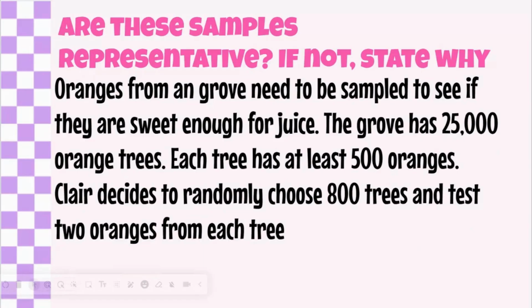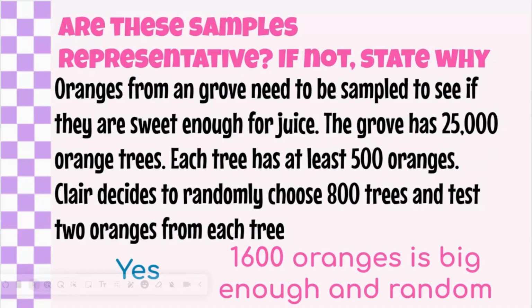Oranges from a grove are needed to be sampled to see if they are sweet enough for juice. The grove has 25,000 orange trees. Each tree has at least 500 oranges. Claire decides to randomly choose 800 trees and test 2 oranges from each tree. So she's going to choose 800 trees times 2 oranges per tree. She's going to have 1,600 oranges. 1,600 oranges is a big enough sample, and they were also randomly selected.